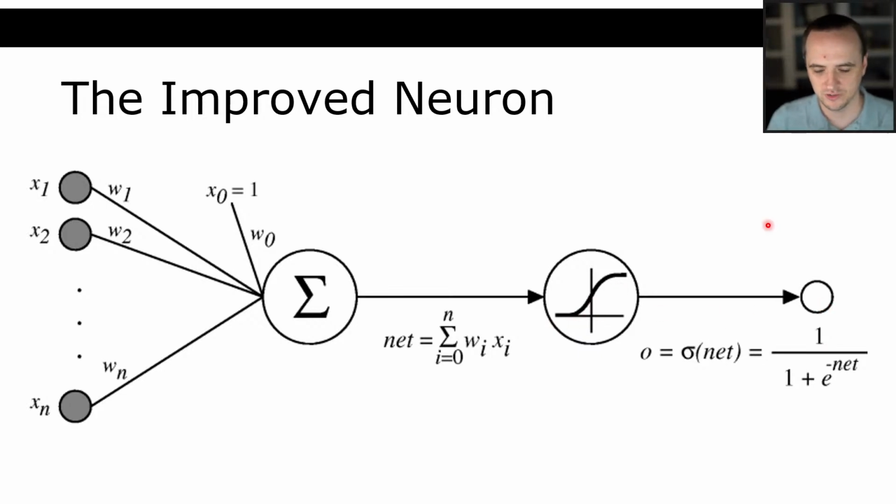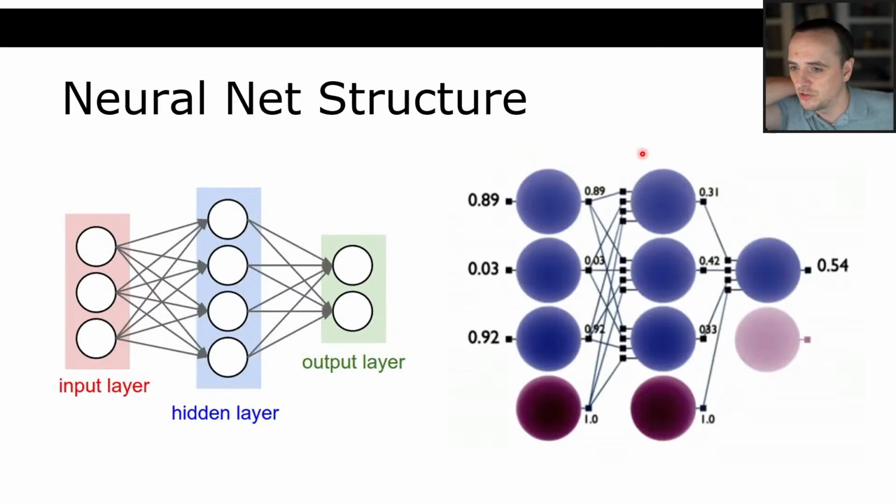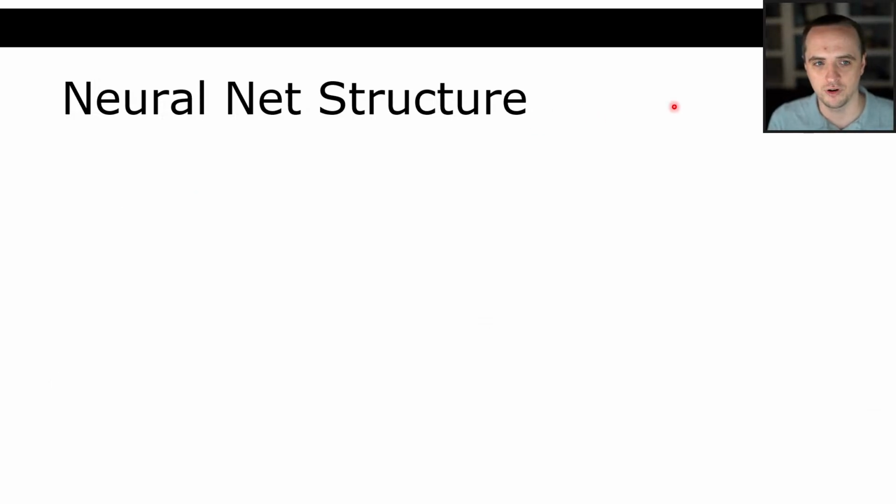All right, so we take a bunch of those neurons, and then we have an input layer which passes inputs to our network. We have one or more hidden layers. They're called hidden layers because they're not input or output. And then we have an output layer. And through the process of gradient descent, we will update our weights and ideally produce the correct output.